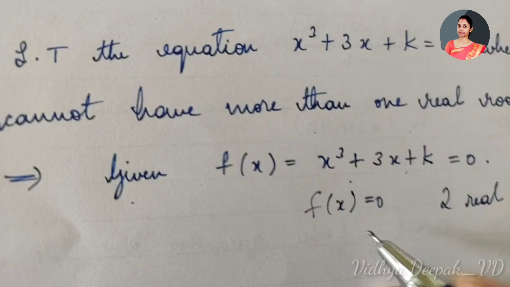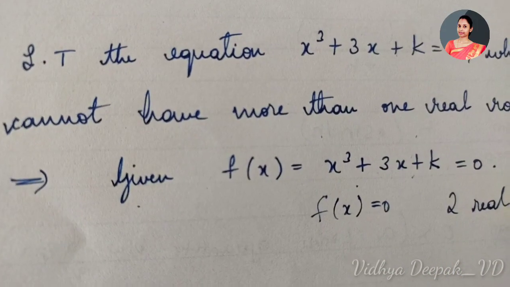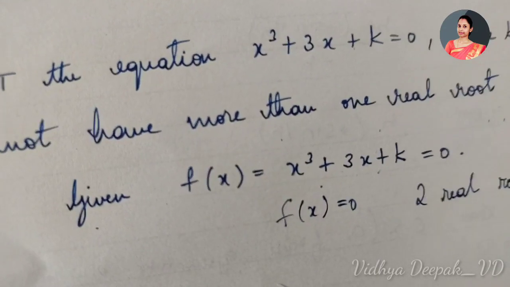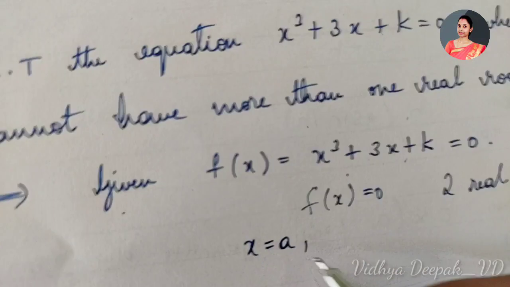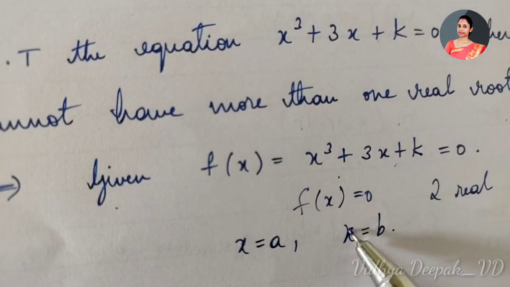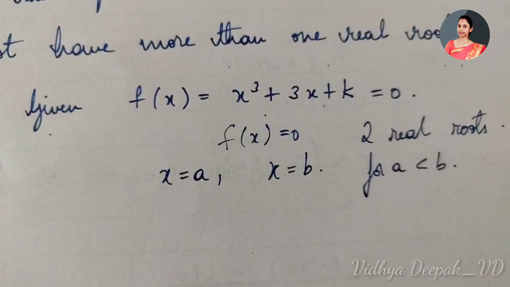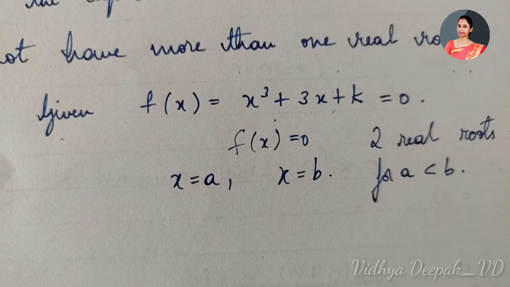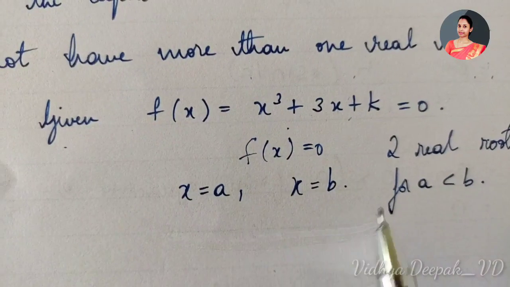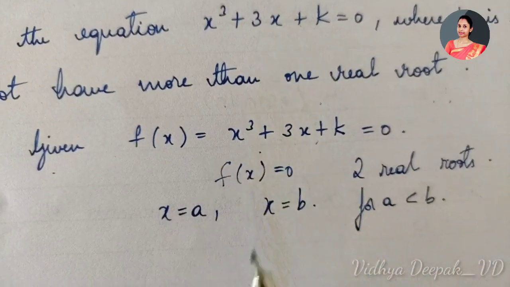If possible, let this function f of x is equal to 0 contain two real roots. Let the real roots be x is equal to a and x is equal to b. We are claiming that these are the two real roots. We have to prove that this function has only one real root. Here we are using proof by contradiction. We will prove that this is a contradiction to the assumption we have made, and we will say that we have only one real root for the given equation.